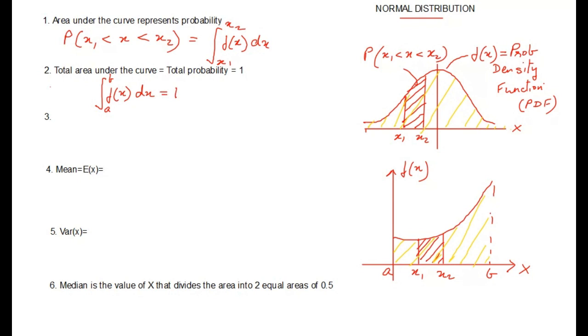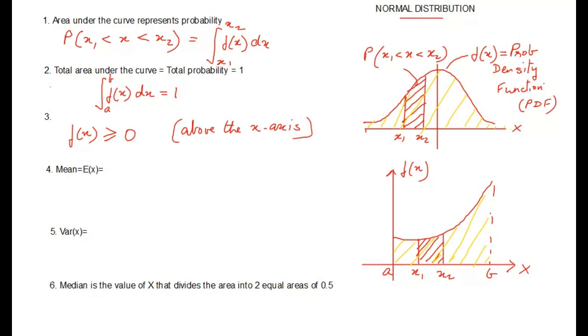The next property of a probability density function is that f of x is always greater than or equal to 0. What does that mean? It means that the graph is always above the x-axis. Why? Because you can't have a negative probability. So you will notice that every time they give you the graph of a probability density function, or if you sketch it yourself, it will always be above the x-axis, because f of x cannot be negative.